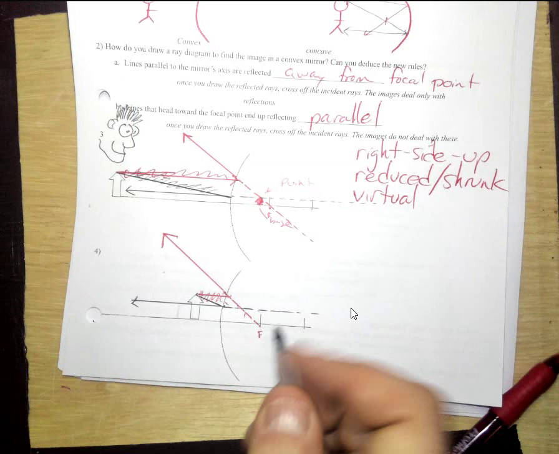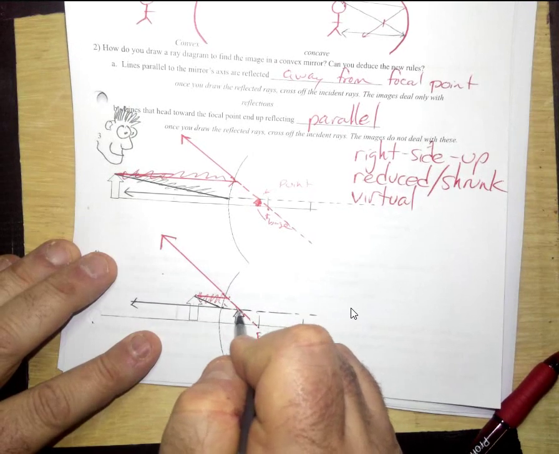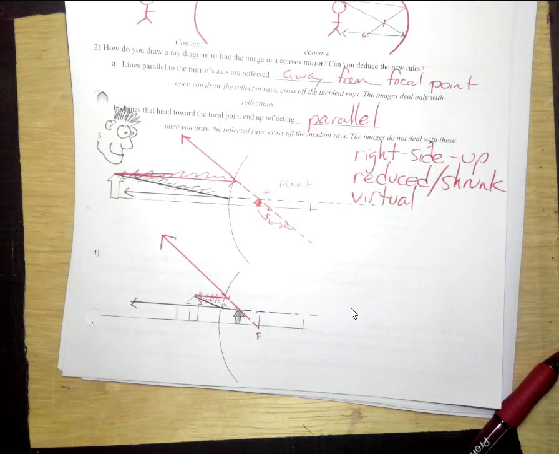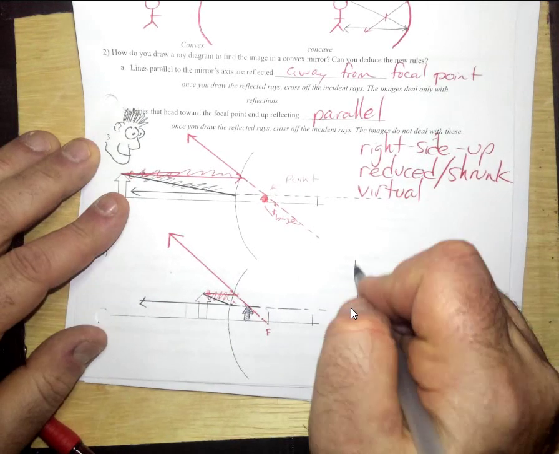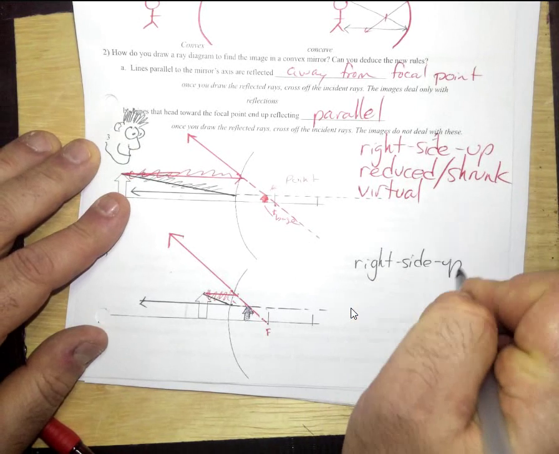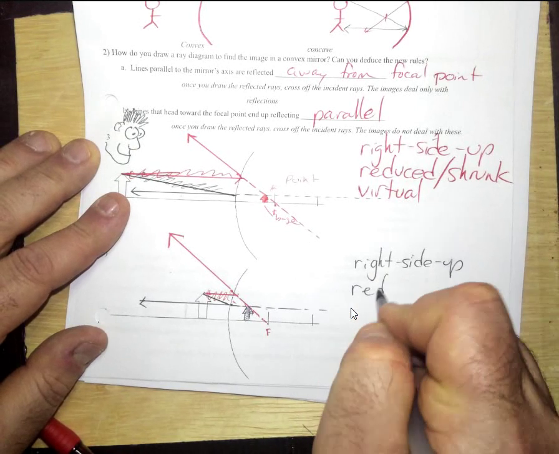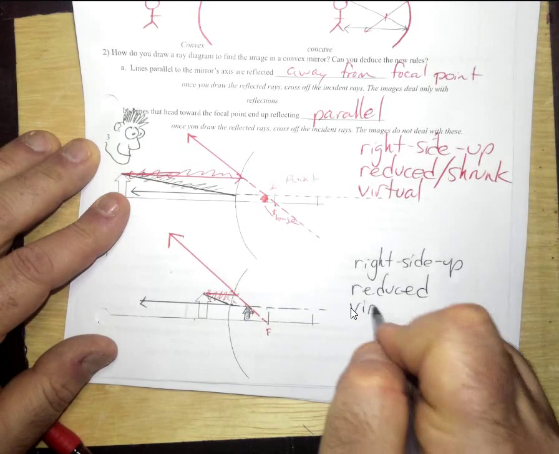And so the image is going to be a little bit bigger. Not only that, but notice it's a little bit closer to the mirror. It is still right side up. It is still reduced compared to the real object. It is still virtual.